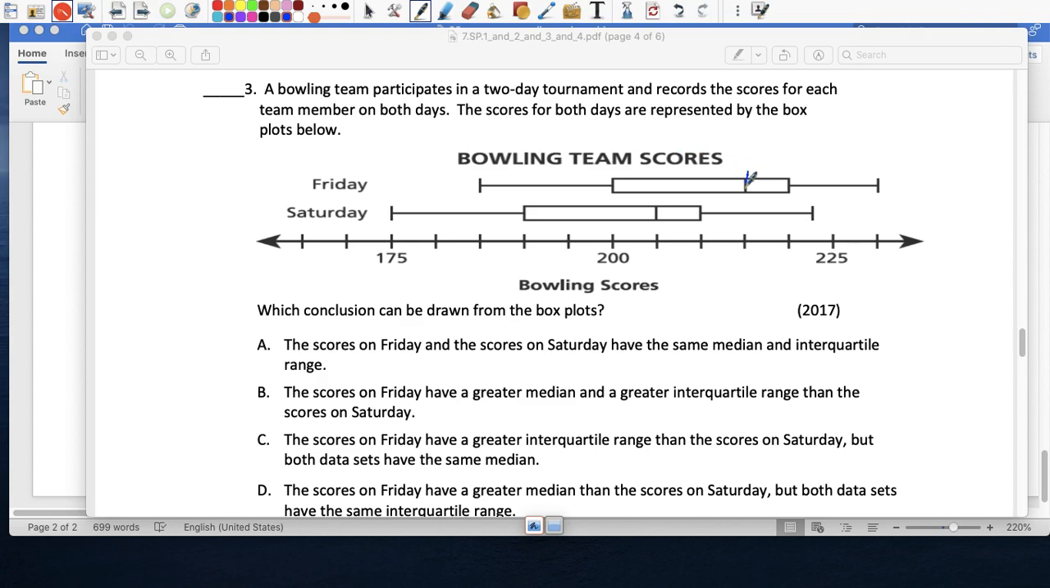The scores on Fridays and the scores on Saturday have the same median and interquartile range. That's not true. So the median, the number in the middle, is right here for Friday, and the number in the middle is here for Saturday. Are they the same? No. So that's gone. The scores on Friday have a greater median. Yes, right, the median. And a greater interquartile range than the scores on Saturday. So the interquartile range is the size of the box. If you think about the size of the box, they're about the same. This one is also gone.